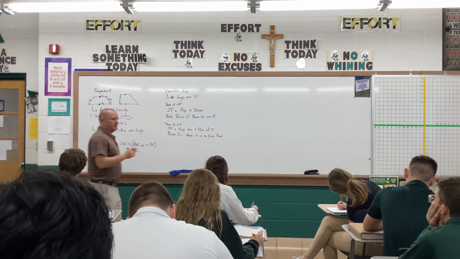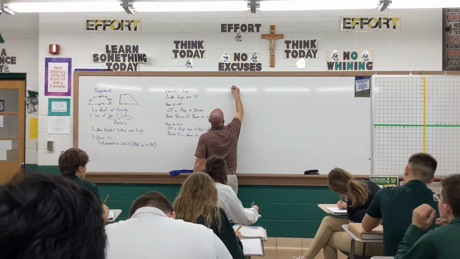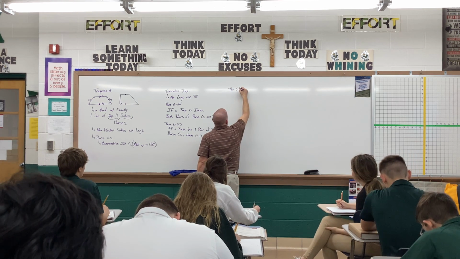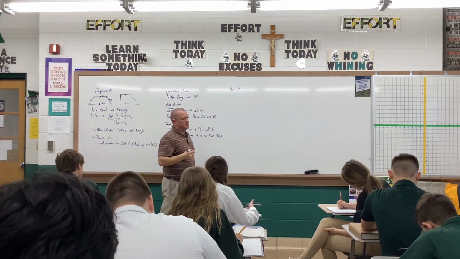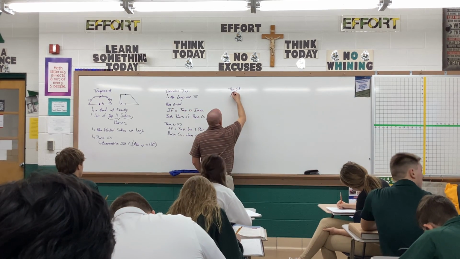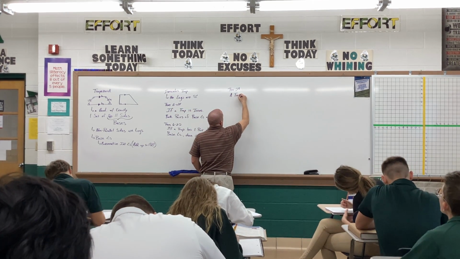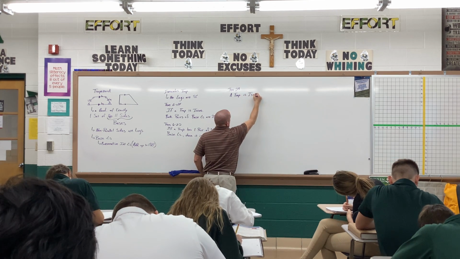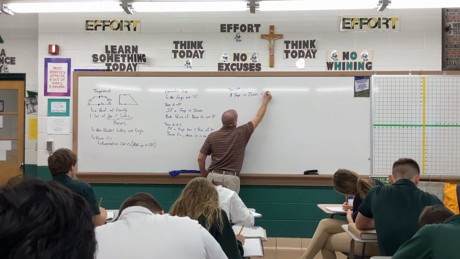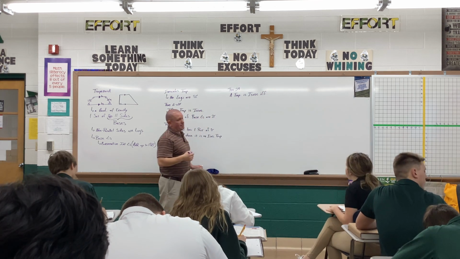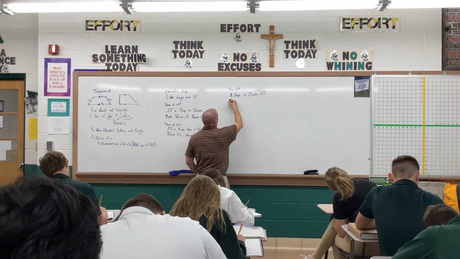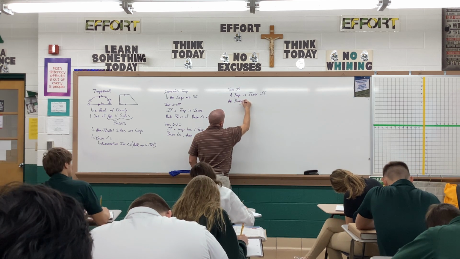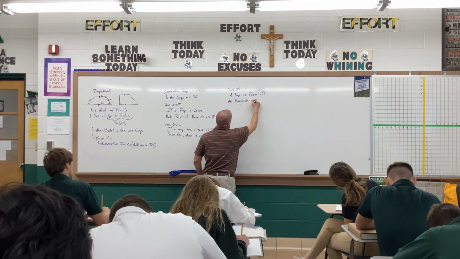And then last but not least, for our trapezoid. A trapezoid is isosceles also. What's IFF mean again? If and only if the diagonals are congruent.